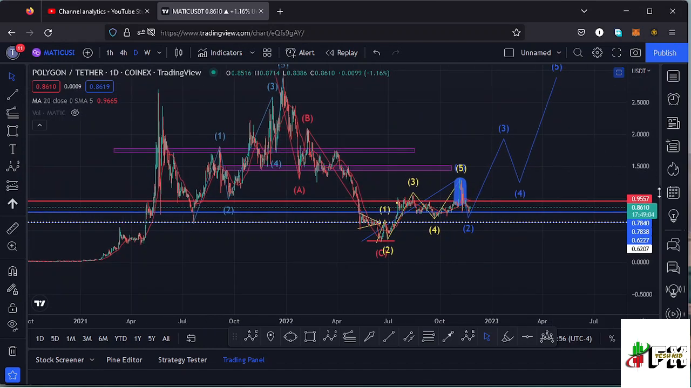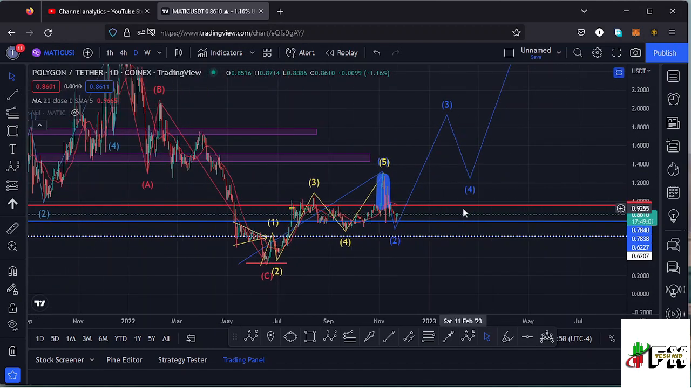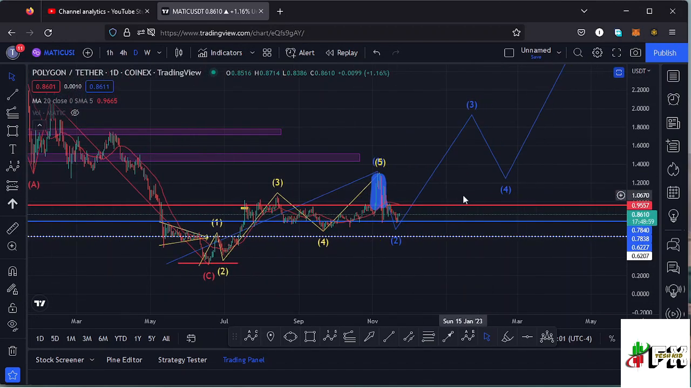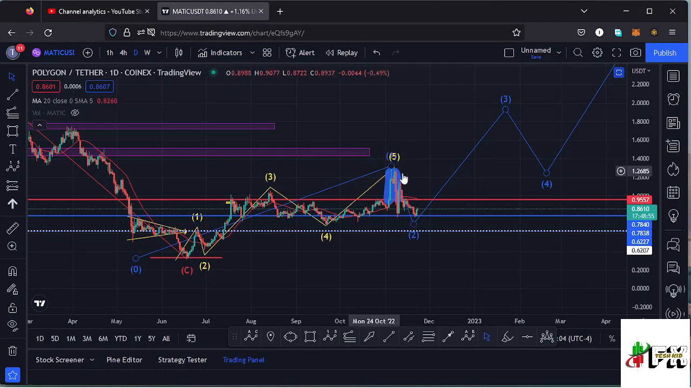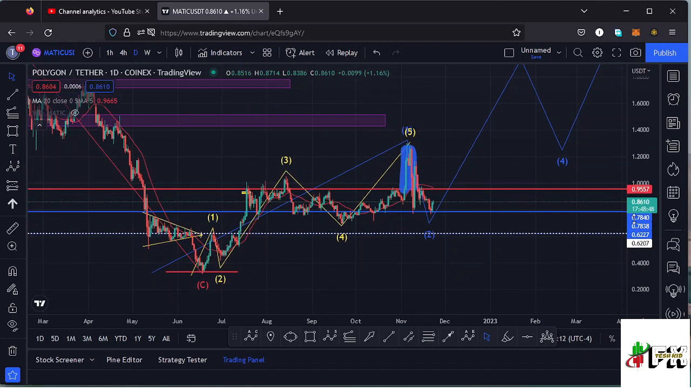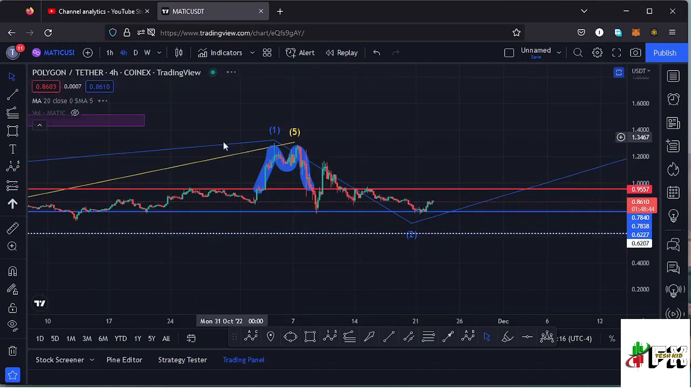But before that plays out, we first need to see that first wave to the upper side, which is what we have been seeing here on the Polygon Matic chart, and we have completed the formation of that higher Elliott wave count 1, and now we are in the formation of this higher Elliott wave count 2. And getting a little bit into the details of the formation of this higher Elliott wave count 1, let's jump to the 4-hour chart for further analysis.